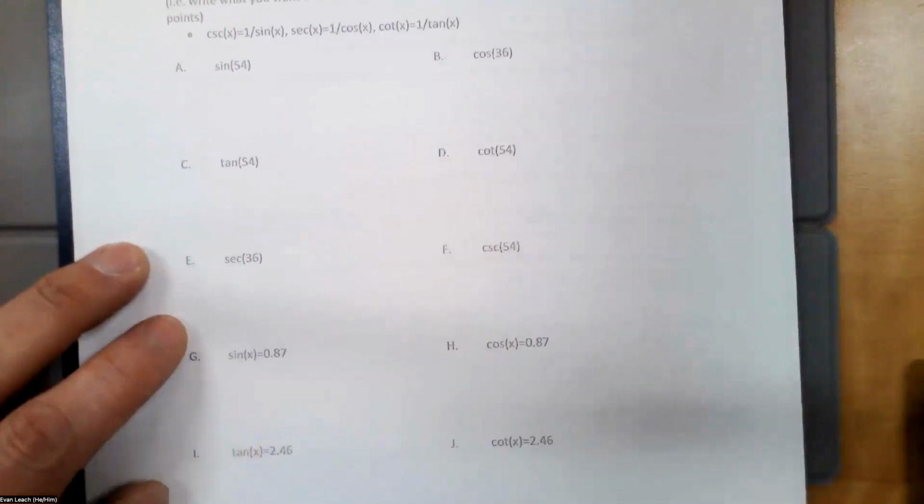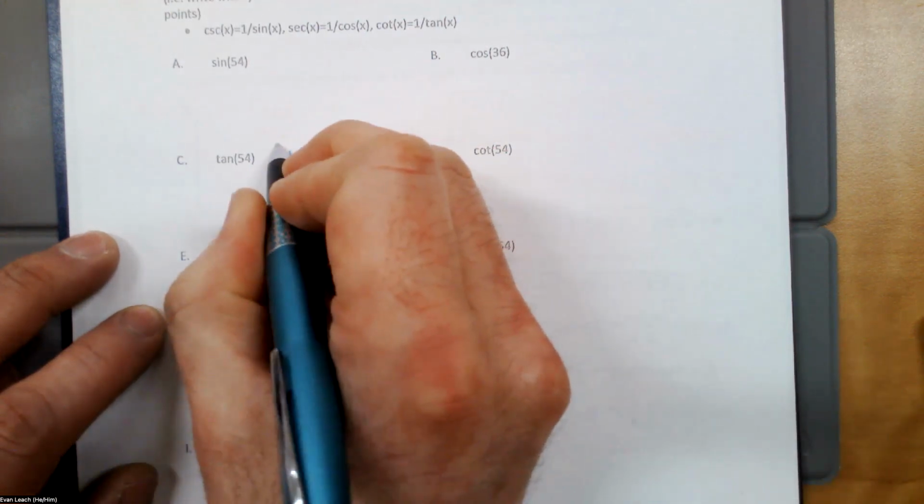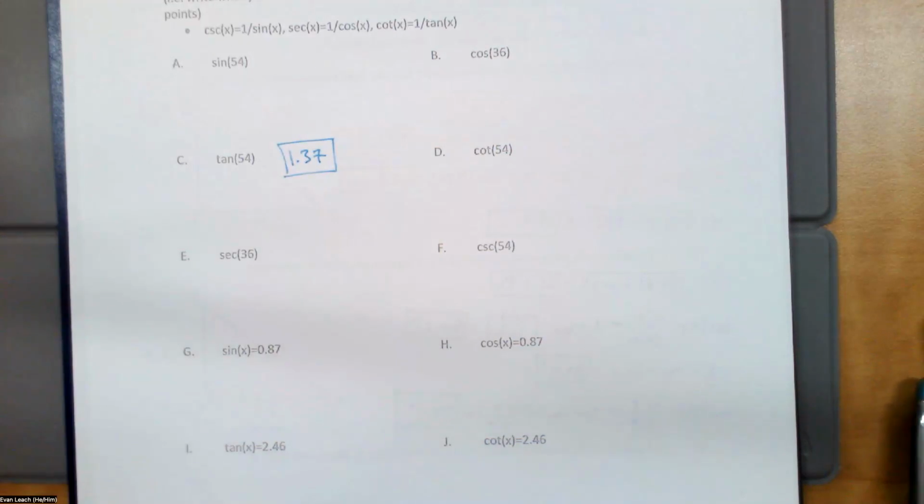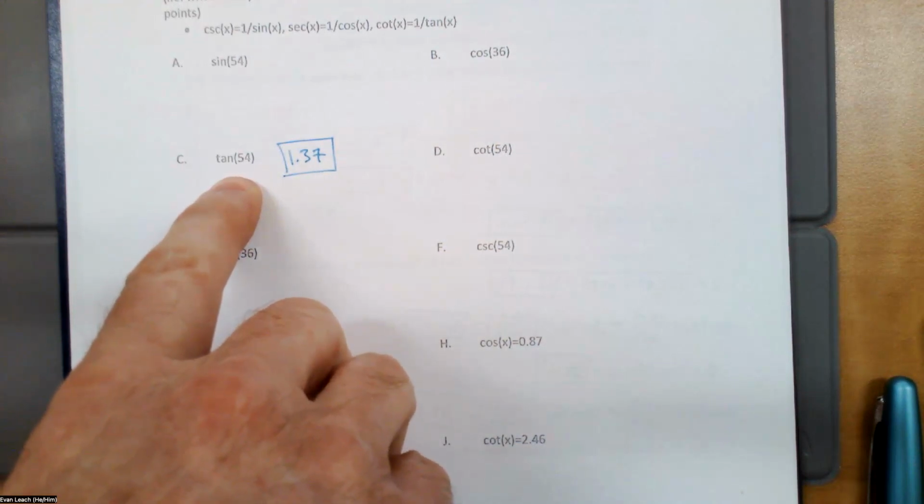1.37. You don't even have to write down what you're going to type into your calculator because it's literally the question. I'm not going to make you write tangent of 54 again. Just plug it in, write down your answer.